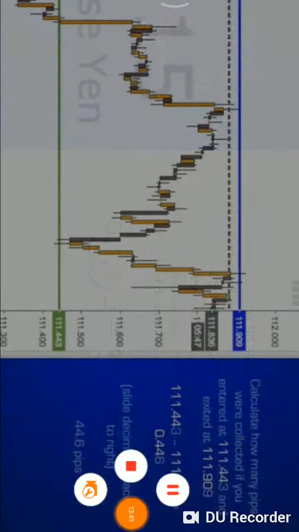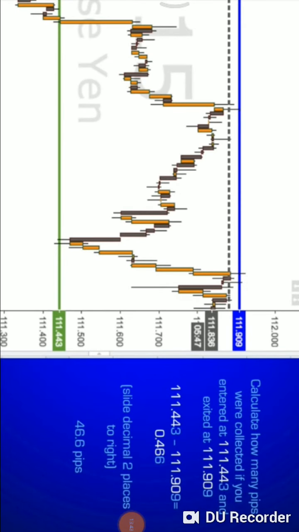Okay, so now you have a yen pair right here, and you can see that, remember, this one's a little bit different because you have 2 decimal places. What you're going to do is you enter that at 111.443, and you exited at 111.909, and you should have gotten 0.466. See, after sliding the decimal places 2 places to the right, you should have ended up with 46.6 pips. Is it now starting to make more sense to you?